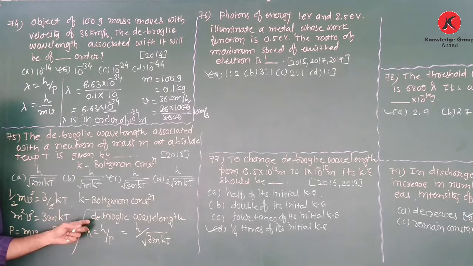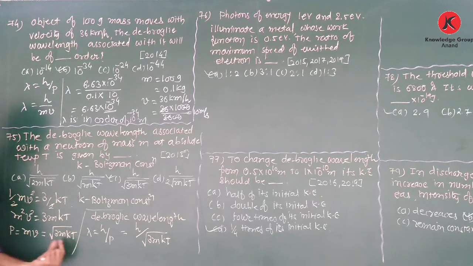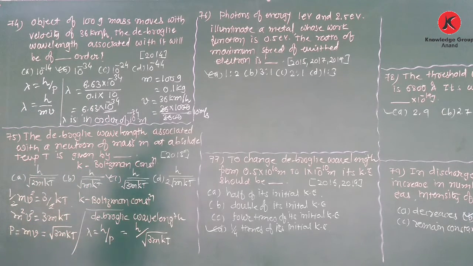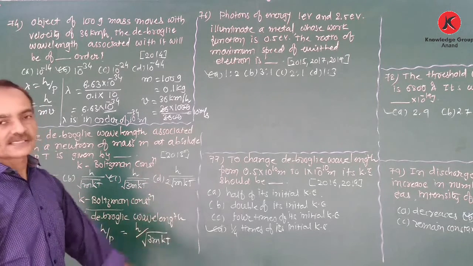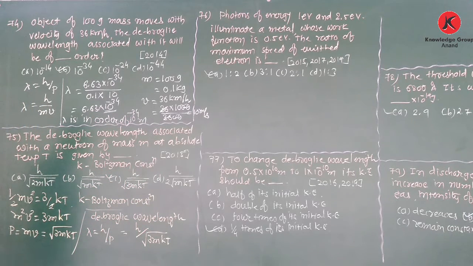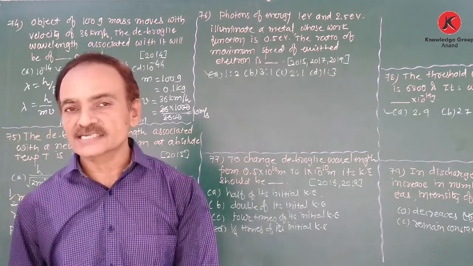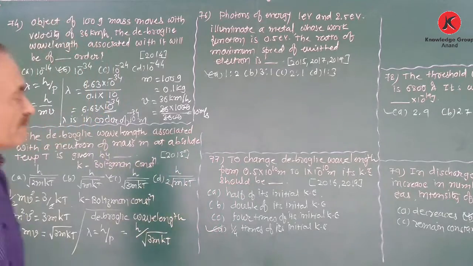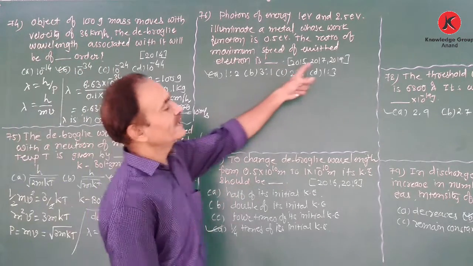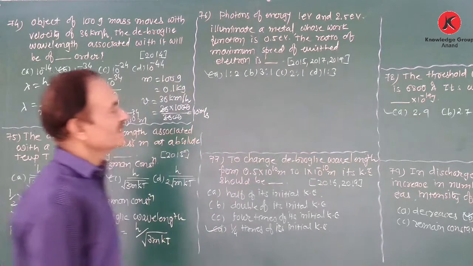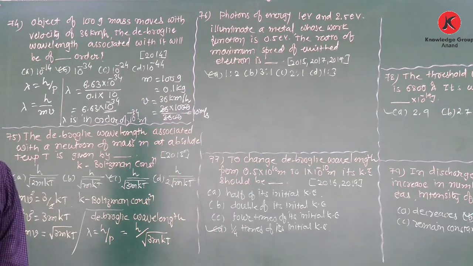Now de Broglie wavelength lambda is equal to h upon momentum. Substitute the value of momentum p as under root of 3m kT. So there is your answer. The de Broglie wavelength is equal to h upon under root of 3m kT. After that, the next question is most important. Asked 3 times, repeated: 2015, 17 and 19. So this is also most important for 2021.